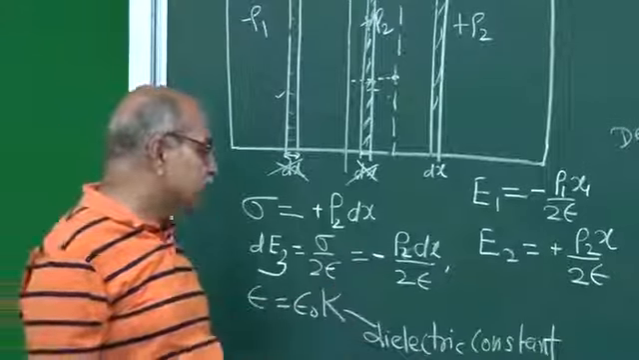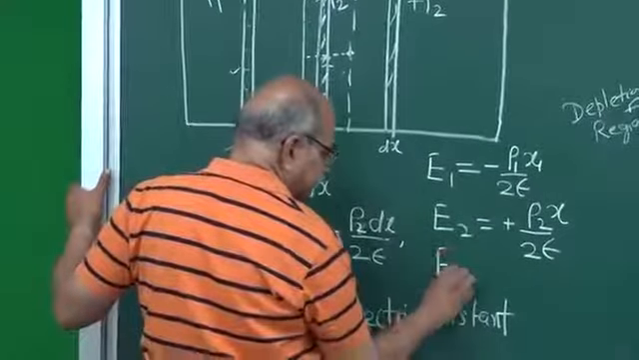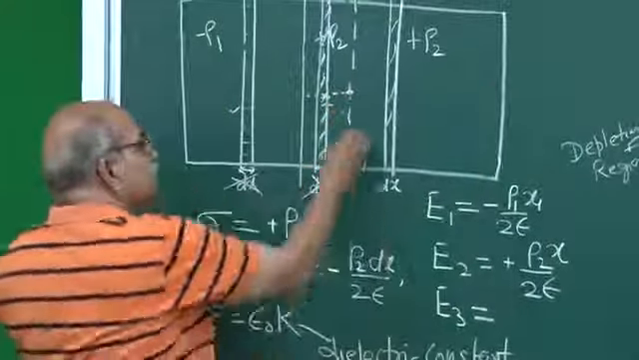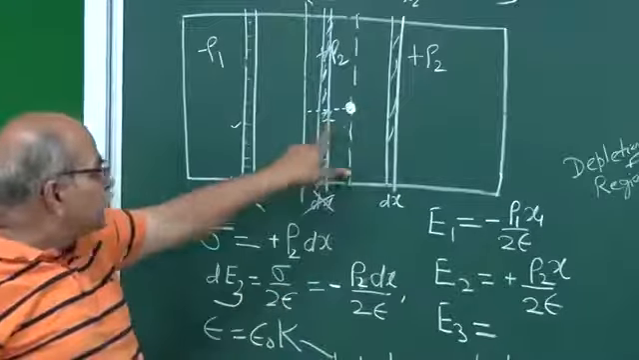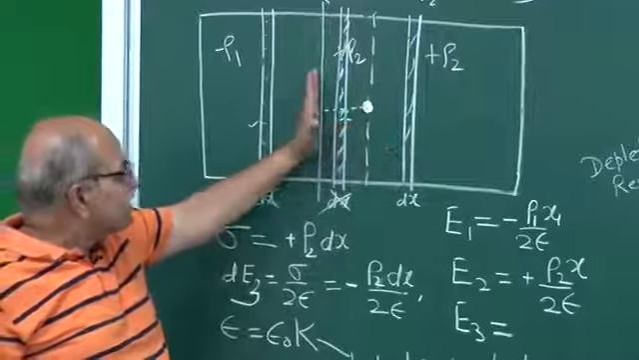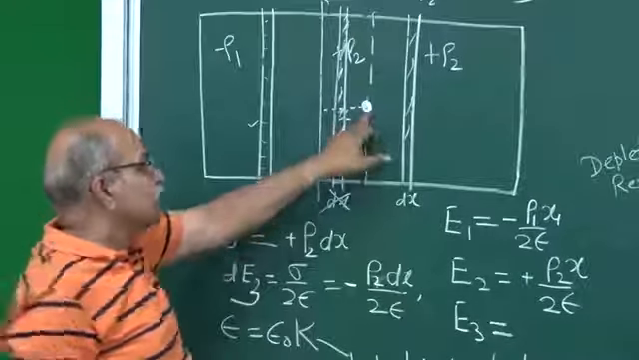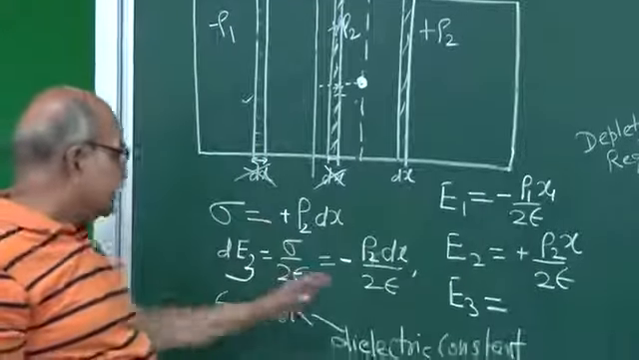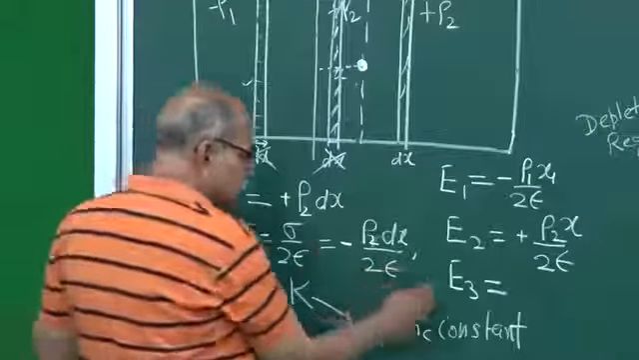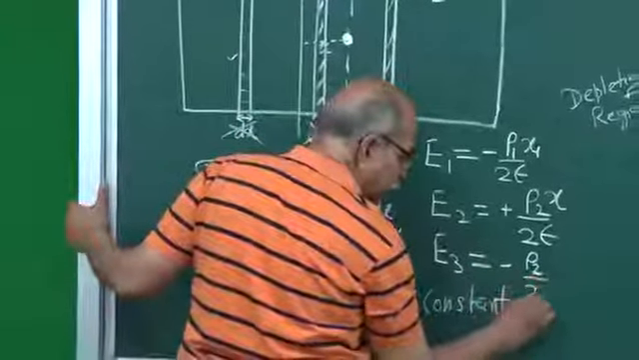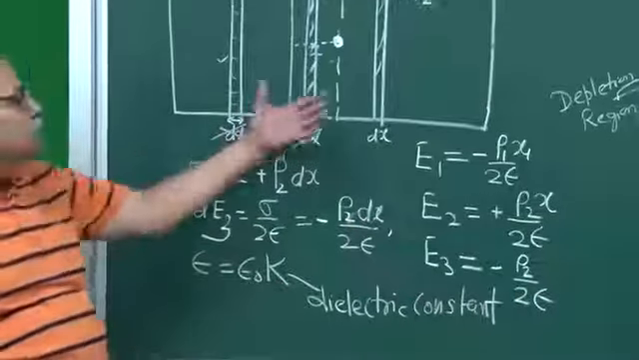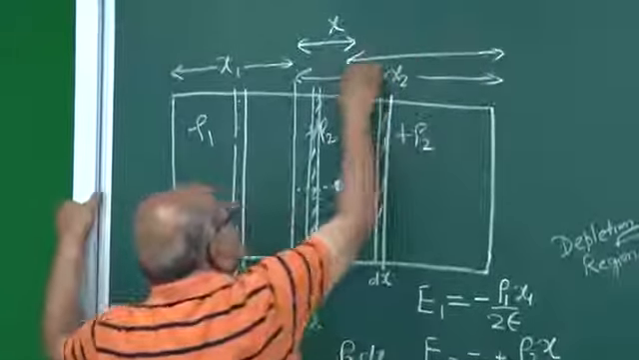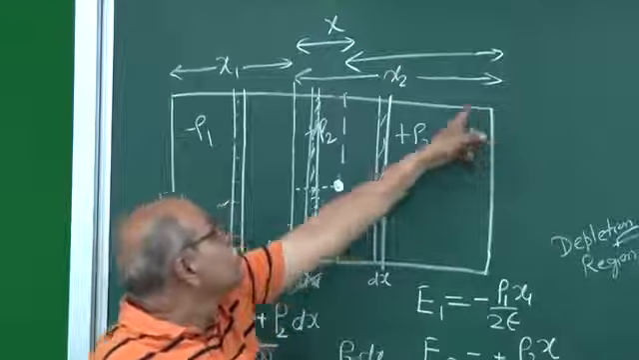When you integrate this and write E3, that is the field due to this whole part to the right of the point chosen. Always remember, I am trying to find the electric field at this point, which is at a distance x from this junction. So the third part is the electric field due to this much, and when you integrate, you will have minus rho 2 over 2 epsilon, and then dx integrates to this length. And how much is this length? This length is x2 minus x.